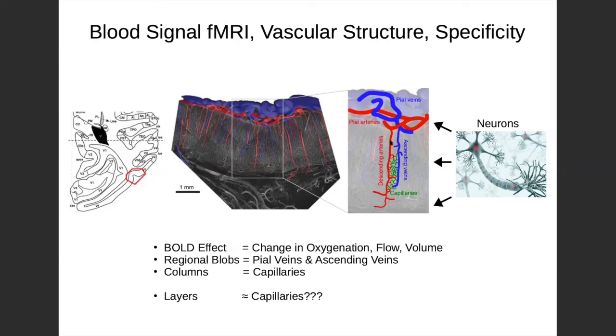Today we know a lot about the structure of the red vessels and the blue vessels, but the structure of the green vessels is not so well known. There are still a lot of open questions, especially concerning humans. But they are especially interesting if you would like to image what's going on in columns and in layers, or along the cortical depth, because in the capillaries the oxygen exchange happens, and the capillaries are closest to the site of the neurons.